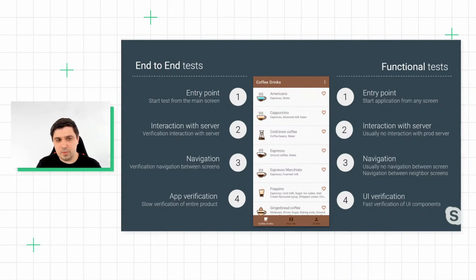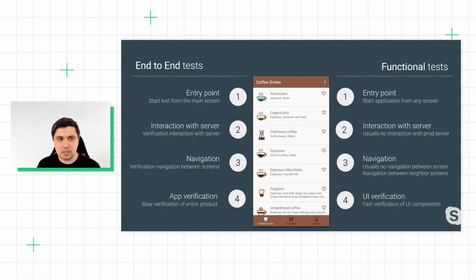Based on interaction with web service, end-to-end tests usually use a production server because they don't need any specific configuration or architecture for our application. But with functional tests, we can usually use a debug server, and we can mock some data. Usually for end-to-end tests, it's navigation from the start to the end of the application or to the required features. However, with functional tests, we usually start from a required screen and we have navigation only between neighbor screens, or we don't have navigation at all.